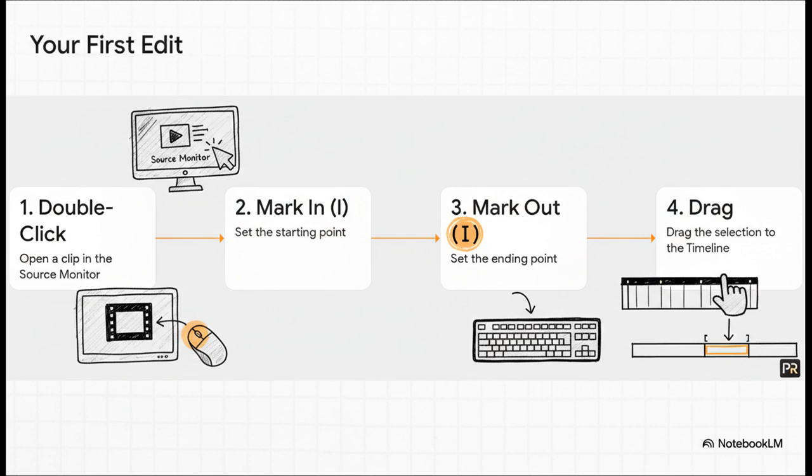First, you double-click a clip in your project window to open it in the source monitor. Then you find the exact spot where you want the good part to start, and you hit the I key for your in point. Find where you want it to end, and hit the O key for your out point. Now you've isolated just the piece you want. Just click and drag that selection down to your timeline. Boom! You just made an edit.